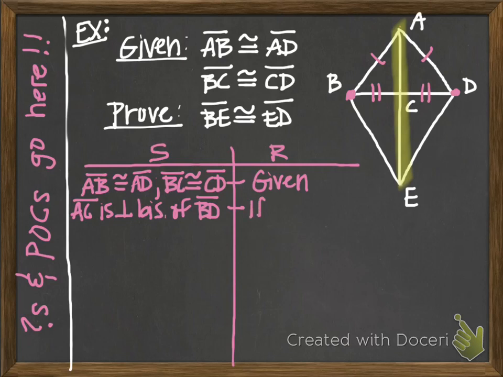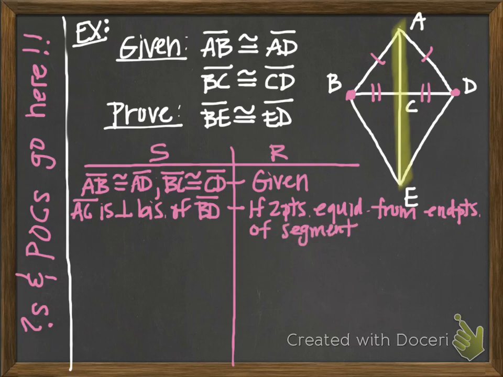It says, if two points are equidistant from endpoints of segment, they determine the perpendicular bisector of segment. It's a pretty long theorem. Okay, so let's go ahead and mark that.